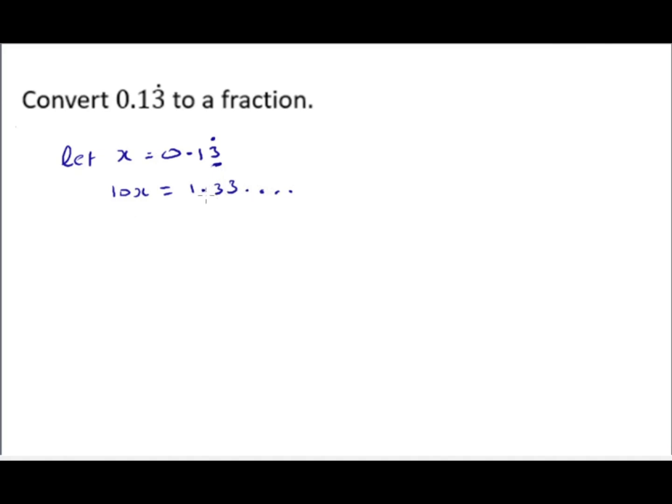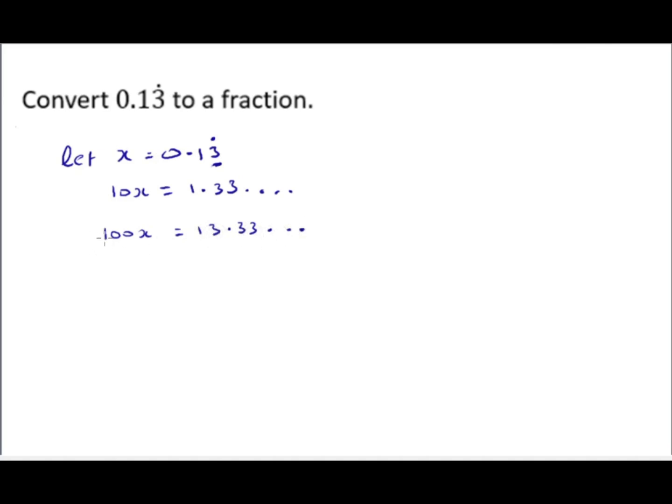Now that we have the decimal point in front of the 3, we need the decimal point after the 3. So we're going to use this same equation. We always use the original equation. So we want the decimal point immediately after the 3, so we need to multiply by 100. So it is x times 100, which gives us 100x, and 0.13 times 100, we're going to get 13. And the 3 is recurring, it goes on and on.